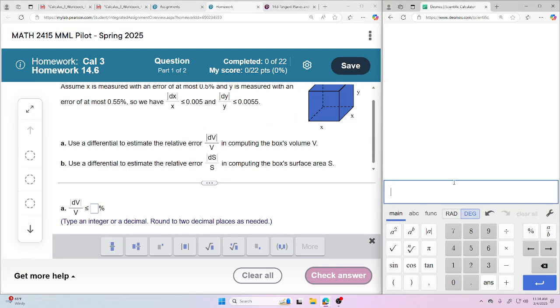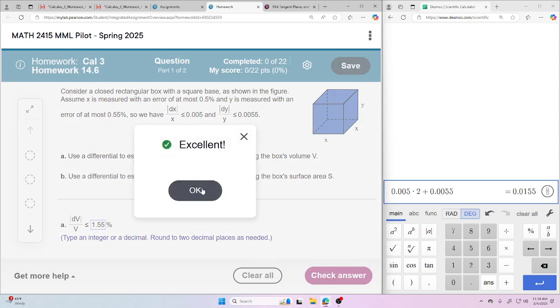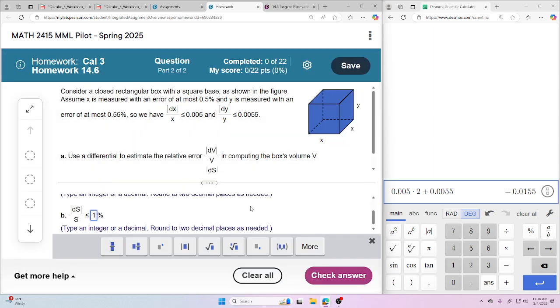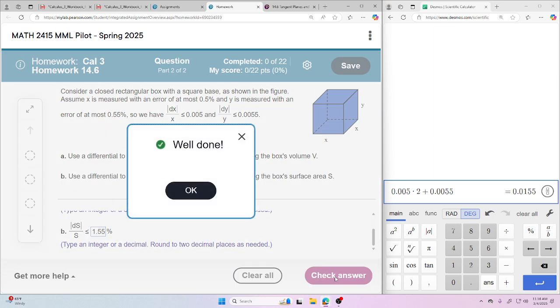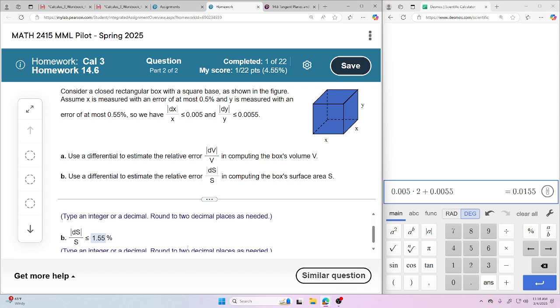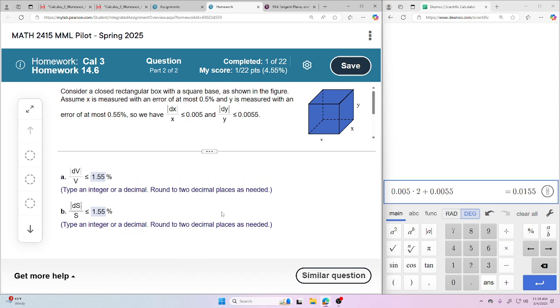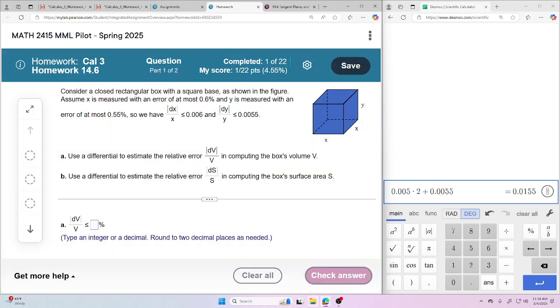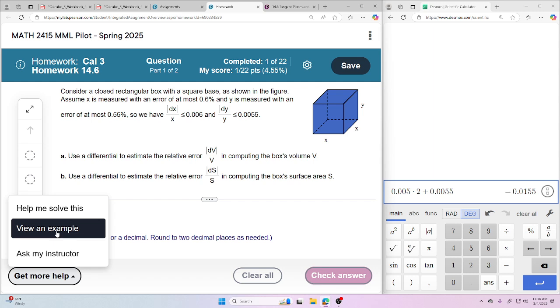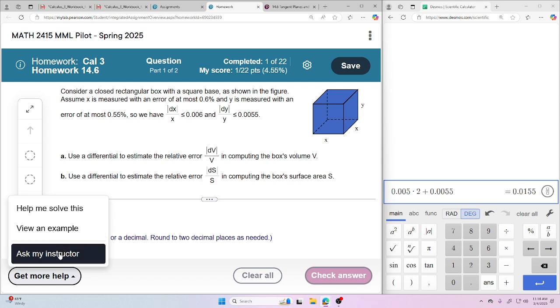So clear all. It's brand new. Here we go. Times 2. And so percentage, you move it over, of course. It says 2 decimals, so that's easy. Is it the same here every time? Well, now you know. I'm not worried about you getting the right answer, okay? It's not a big deal, but I want to know why. So let's ask my instructor. He might know.